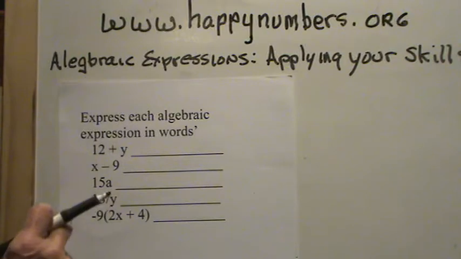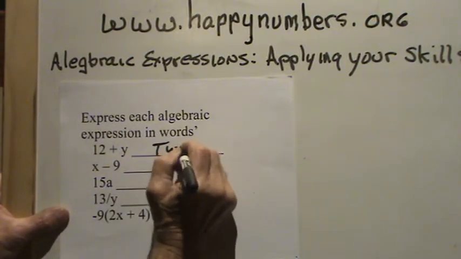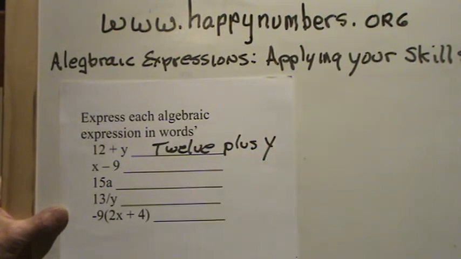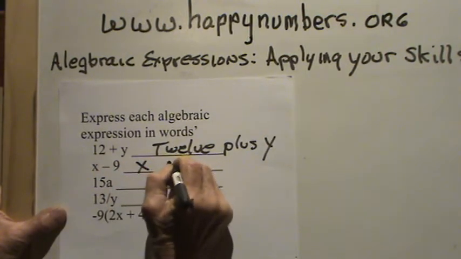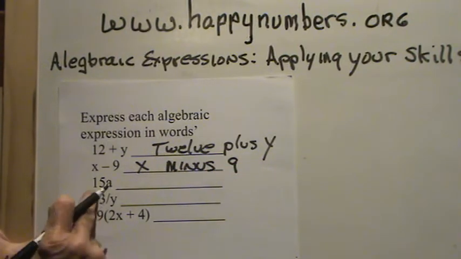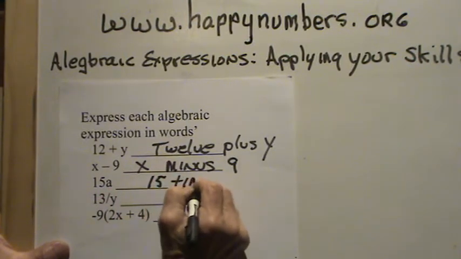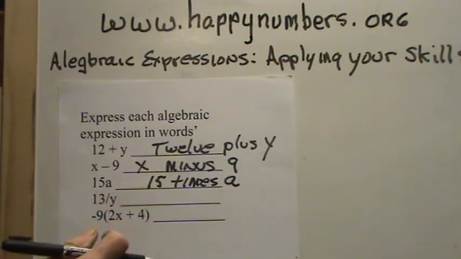Okay, well, here, 12 plus y. Very simple. Here, x minus 9. Here, we know that this is multiplication, so it's 15 times a, or you could have said the product, if you wanted to be fancy, the product of 15 and a, or 15 multiplied by a.